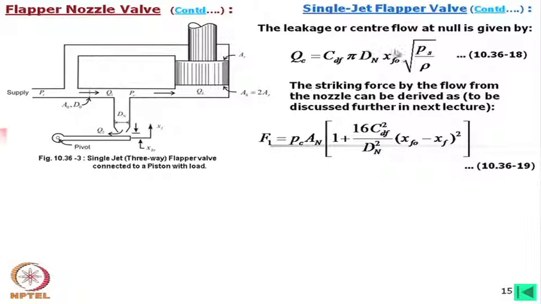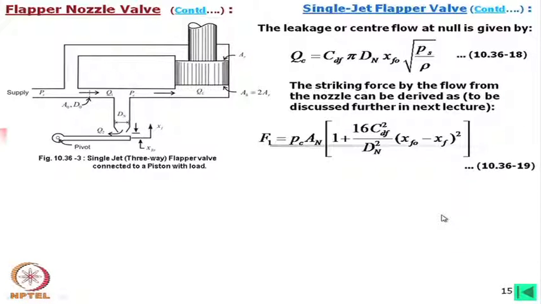Obviously, in the case of a flapper nozzle valve, there will be leakage, because these two nozzles by no means will sit on this flapper; there will be some gap. This means that there will be leakage. So, knowing this central flow is important for this flapper valve.